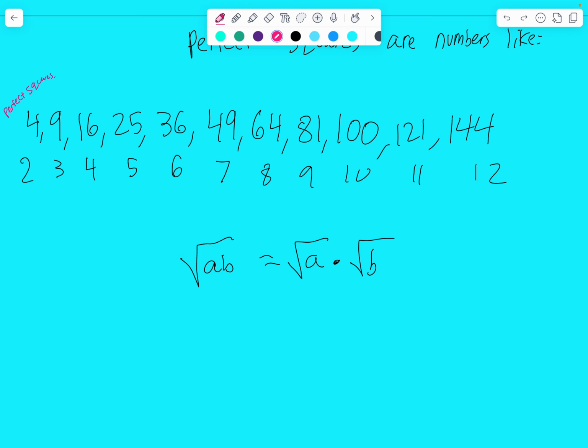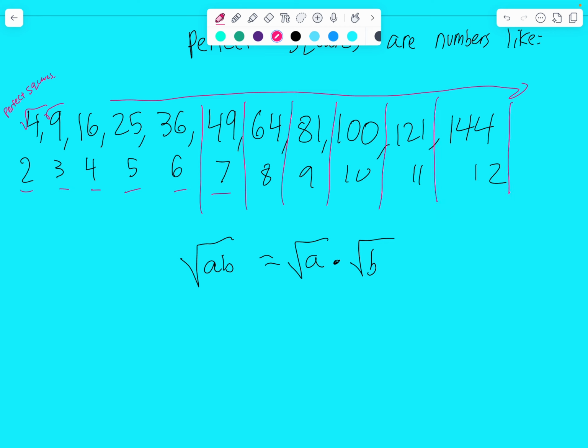So, when you simplify a square root, the goal is to break the number into factors, where one of them is a perfect square. Perfect squares are numbers like 4, 9, 16, 25, 36, 49, 64, 81, 100, etc. Now, when you take the square root of each of them, you're going to get 2, 3, 4, 5, 6, 7, 8. Square root of 81 is 9, square root of 100 is 10, square root of 121 is 11, square root of 144 is 12.